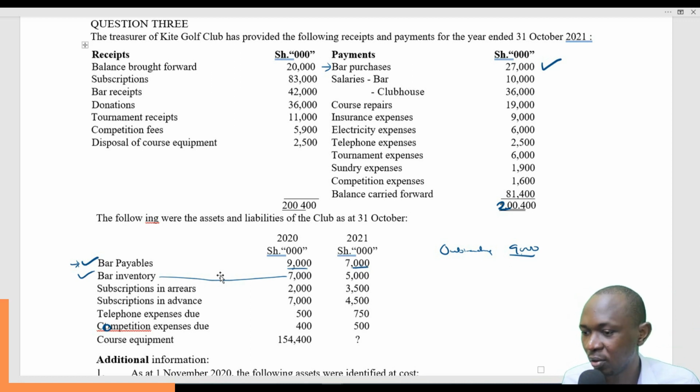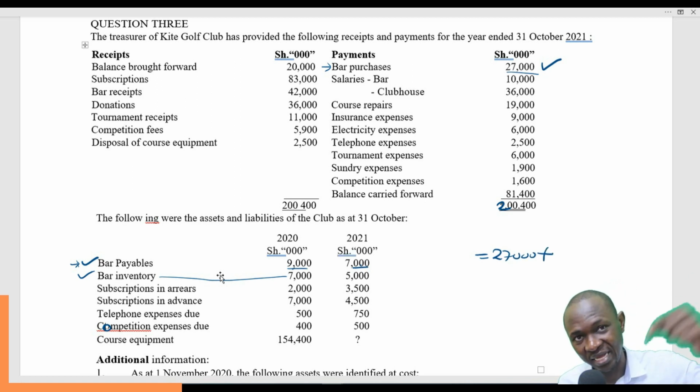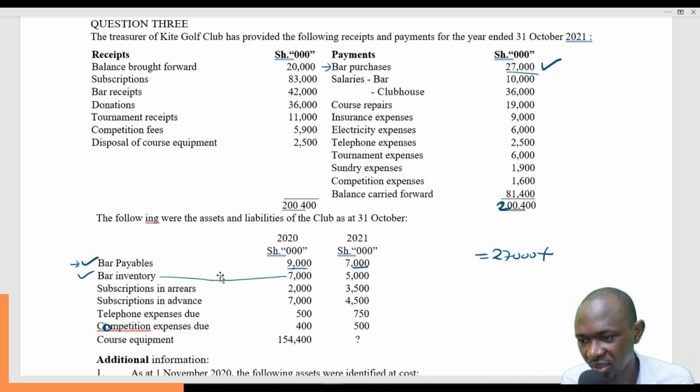So our interest is to find out the purchases for this year. We are going to take what was actually paid this year, which is 27,000, plus what is outstanding at the end of this year, which is 7,000. This gives us 34,000. And then we less what was for last year, which is 9,000. What do we get?